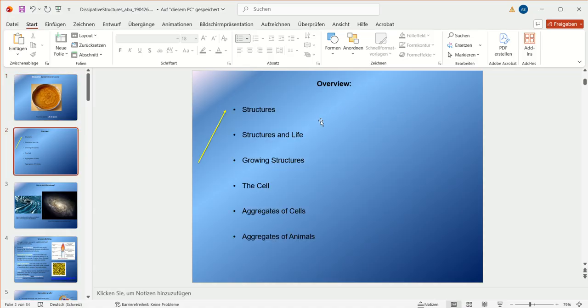The overview of today's video: first we will talk about structures and also dissipative structures, then come to life, because the two things are more or less connected, not always, but quite often connected. And then we'll talk about growing structures and about the cell, which is a very complicated structure, and then also look at aggregates of cells and also at aggregates of animals.